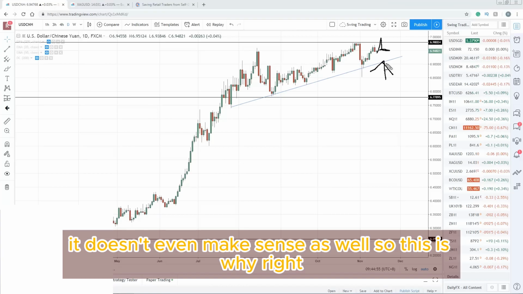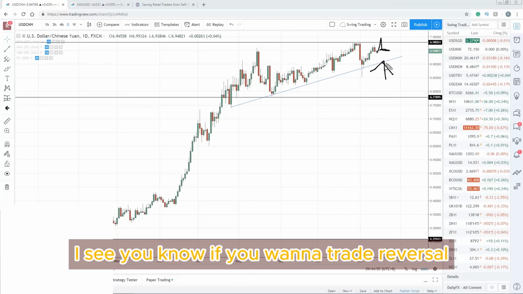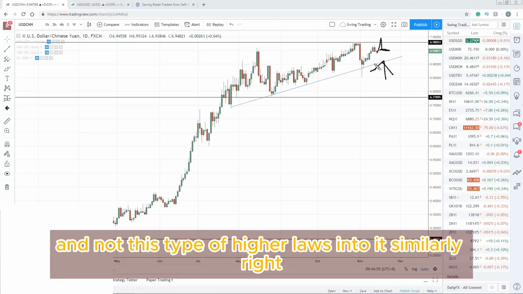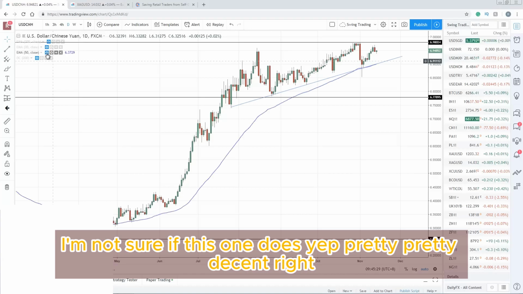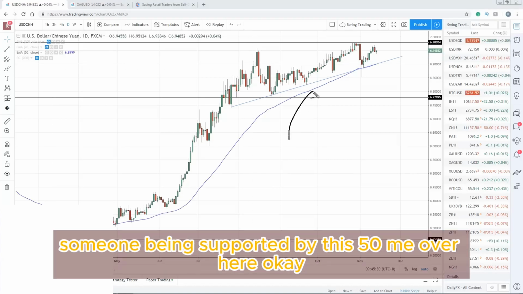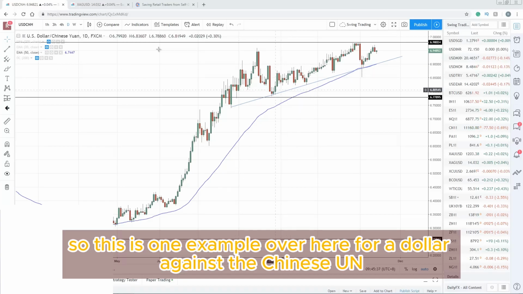So this is why I say, if you want to trade reversal, you better look for a power move into market structure and not this type of higher lows into it. Similarly, if you pull out your MA, I'm not sure if this one does. Yeah, pretty decent, right? See your 50 MA? The price is somewhat being supported by this 50 MA over here. Okay, so this is one example over here for dollar against the Chinese yuan.